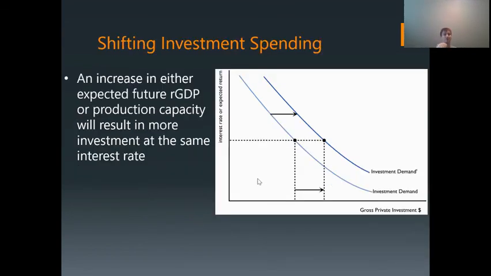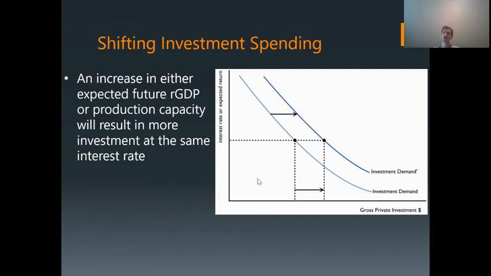Now, how do you shift investment spending? This is caused either by an expected future real GDP increase. So if you think the businesses are going to be doing well, you invest more. When you invest more, that actually causes them to do better, which becomes a self-fulfilling prophecy, which is why business confidence is very, very important, and consumer confidence as well.